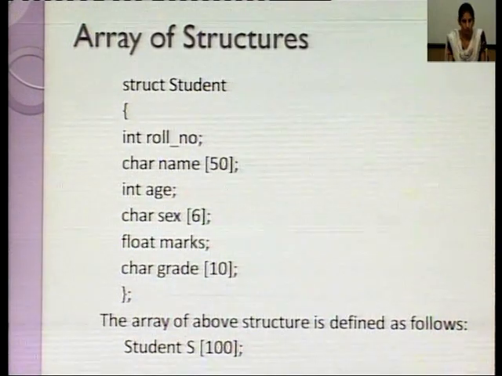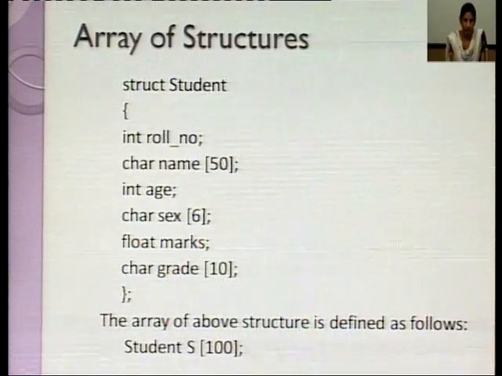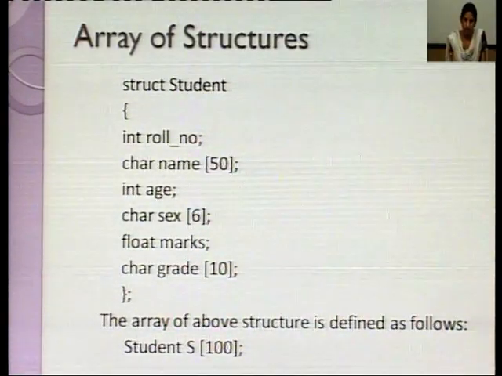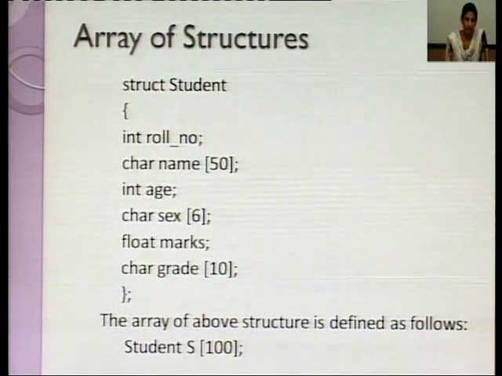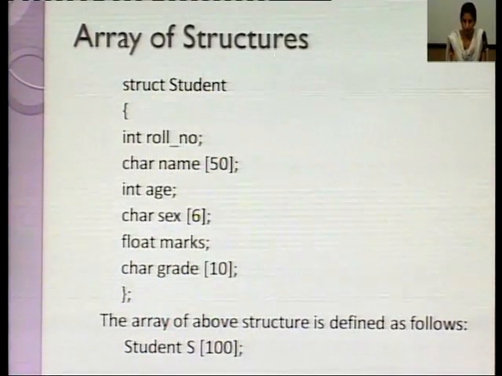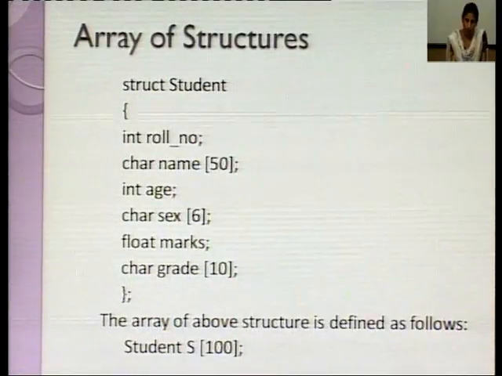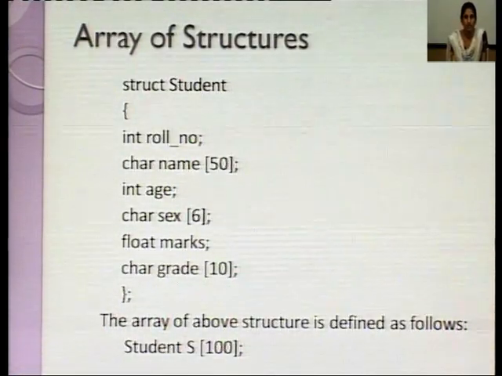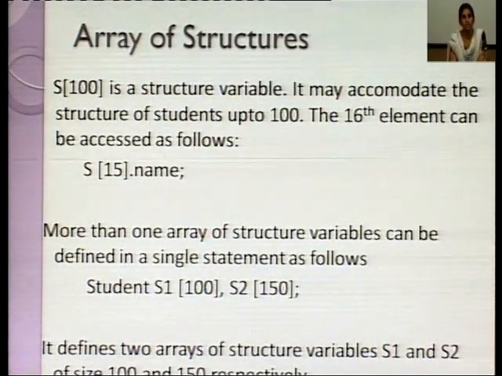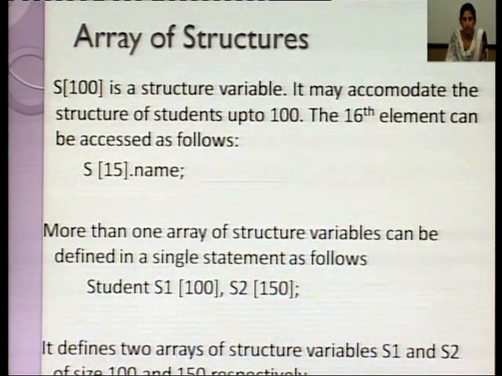The array of the above structure is defined as student S[100], where student is the structure data type, and S is an array of structure with size 100. It will start from 0 and end at 99, because array index always starts with 0. Here S[100] is a structure variable. It may accommodate the structure of students up to 100.